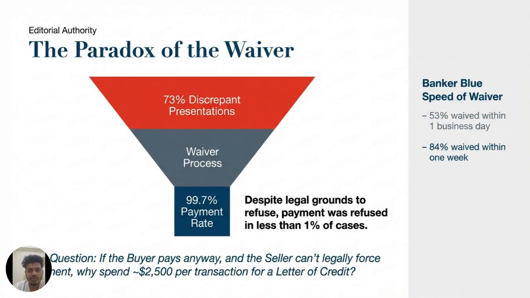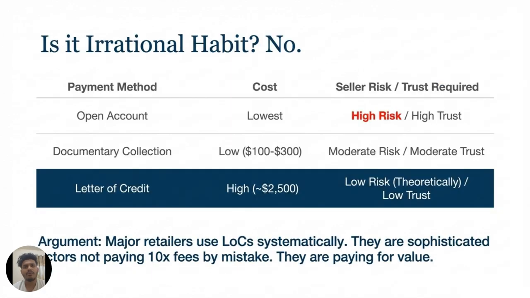If the buyer is going to pay regardless, so the legal guarantee is technically broken, why are companies paying $2,500 in fees per transaction? Who has the answer? I don't know. But in saying that, let's get into the next slide. It seems like an irrational habit. Let's get into some statistical data.